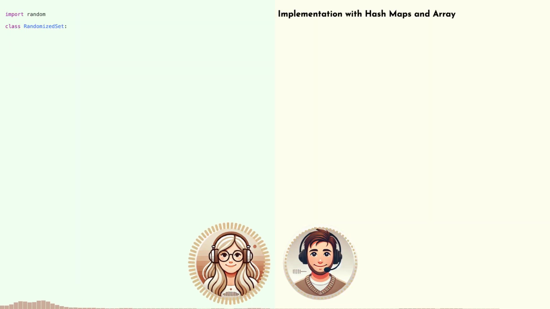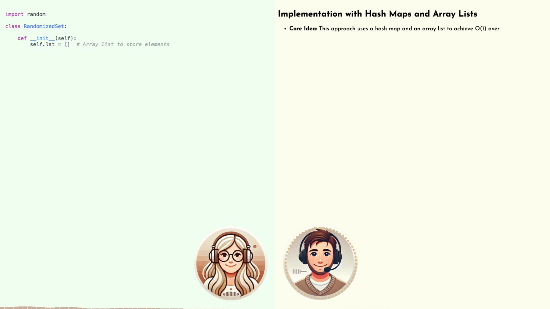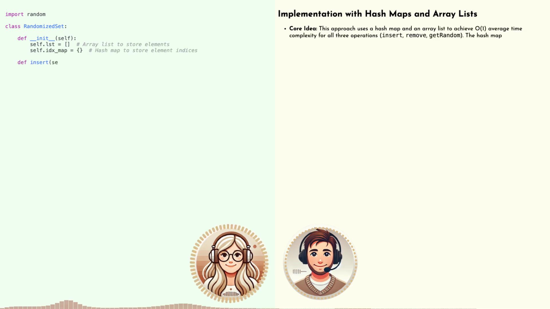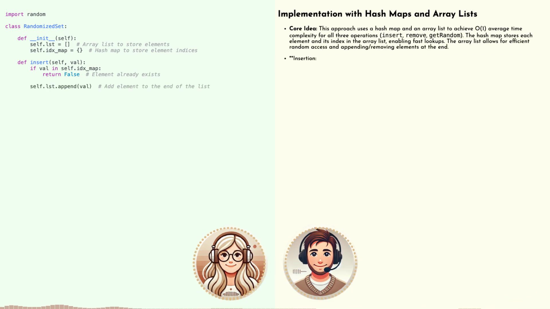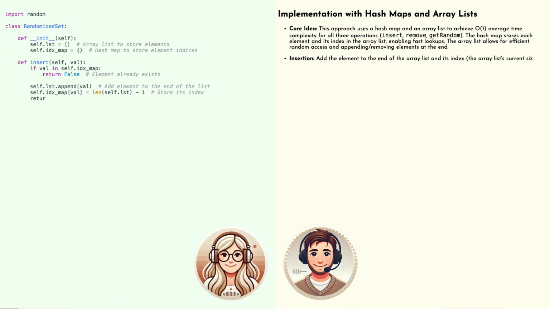All right, so let's say we want to insert the number 5 into our randomized set. First things first, we've got to check if 5 is already in the hash map. Makes sense. No duplicates allowed. Right. At least not in this version. We'll get to duplicates later.